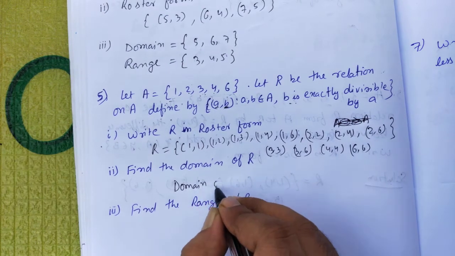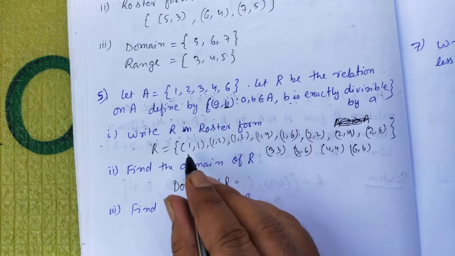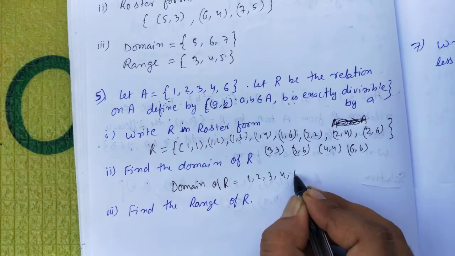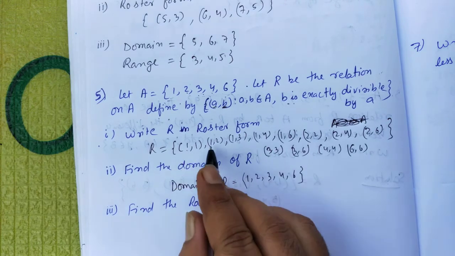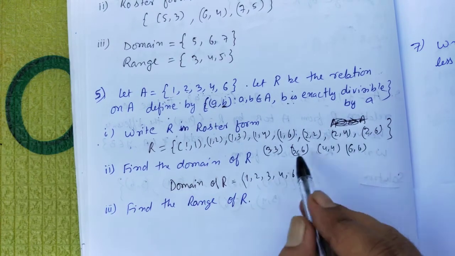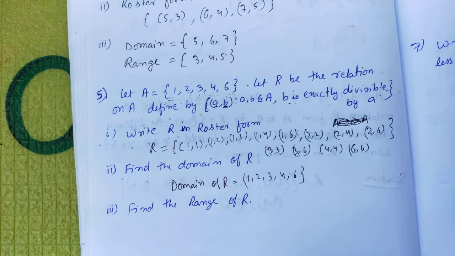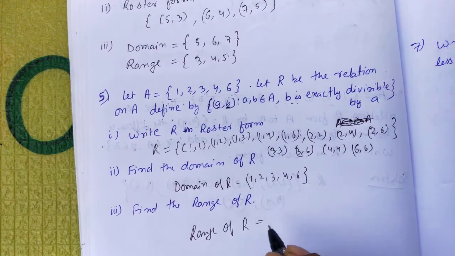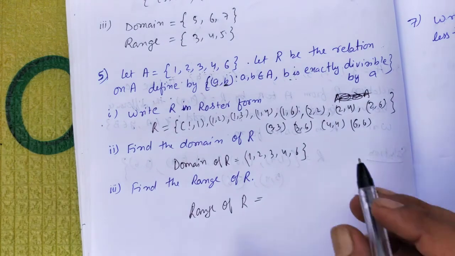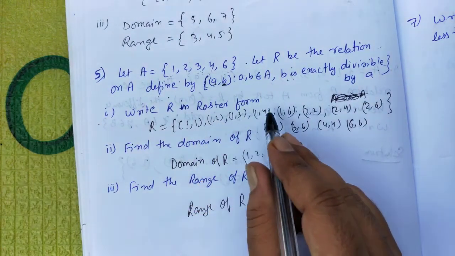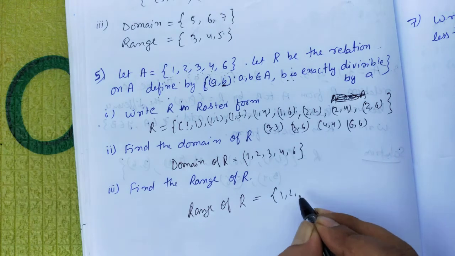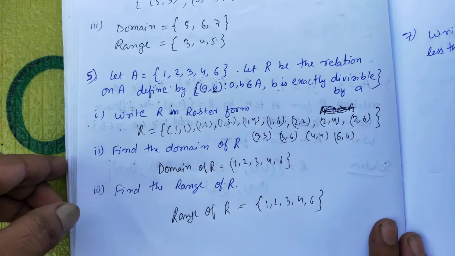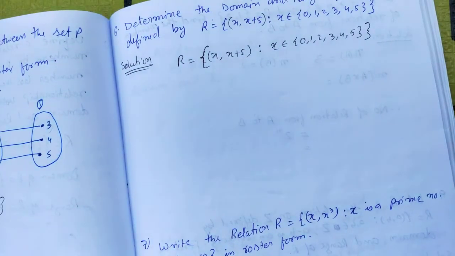The first element: 1 2 3 4 6. We have 1 in the first element, 2 also is there, 3 also is there, 4 and 6. Range of R will be 1 2 3 4 6, everything. Clear. So done. Let's do question number 6.